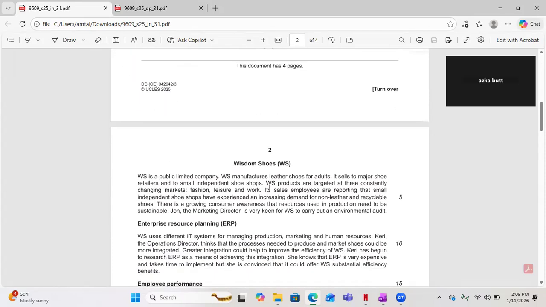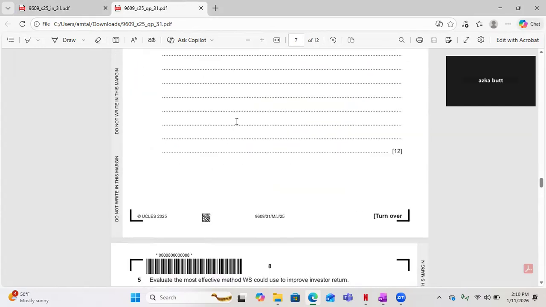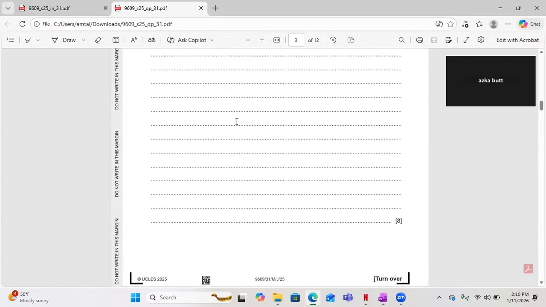But the important thing is that you just print this paper, and after printing this paper, read the case study completely. Try to read each and every line, try to understand what they are saying, what they are asking, and try to remember all the key points which you may write in your answers. Like this, we have these questions. The question paper is here.